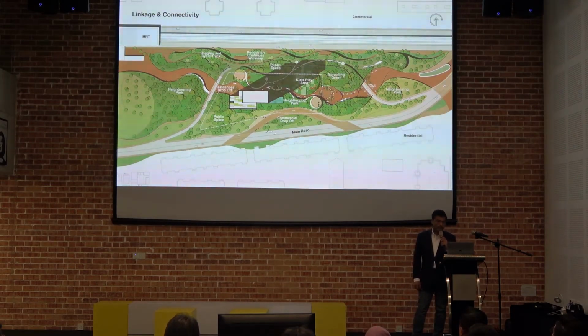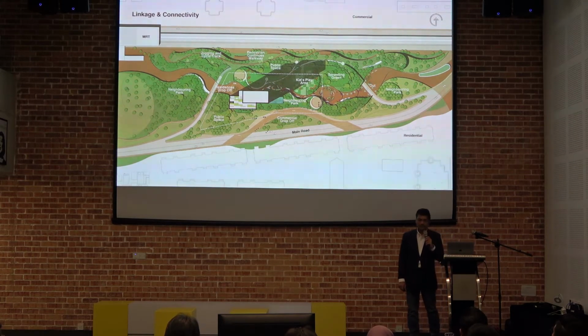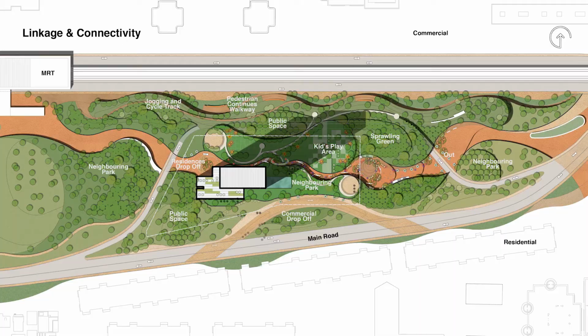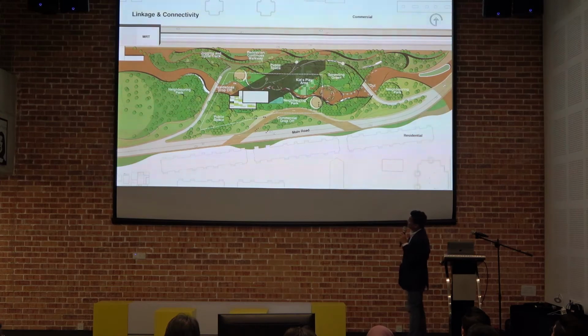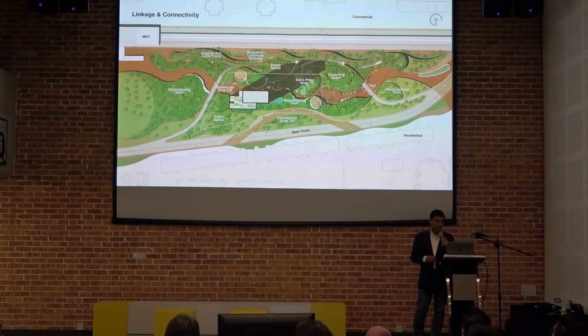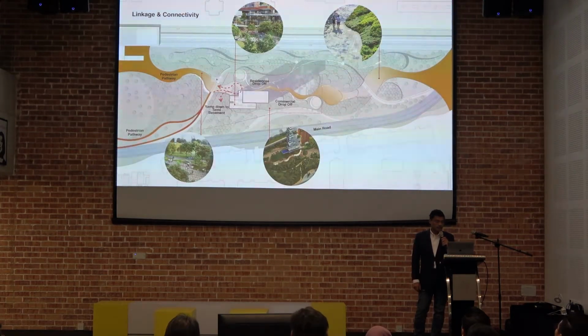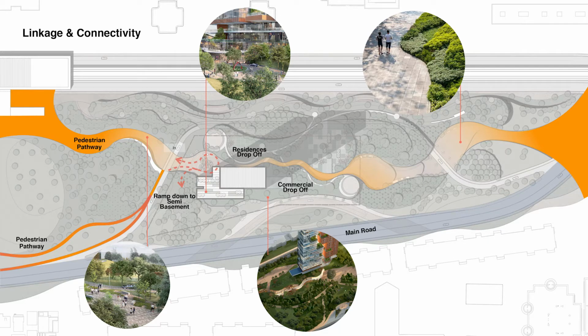And to address the urban design of this area, we have created a pathway in the form of a canyon, which travels across from the MRT station and the neighboring park over to the other side, to bring people across and utilize the site. So pedestrian walkways and commercial drop-off are linked together in addressing the entire site planning.